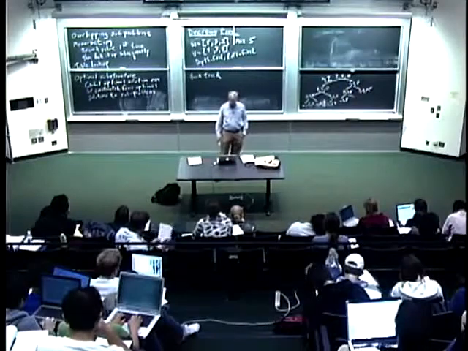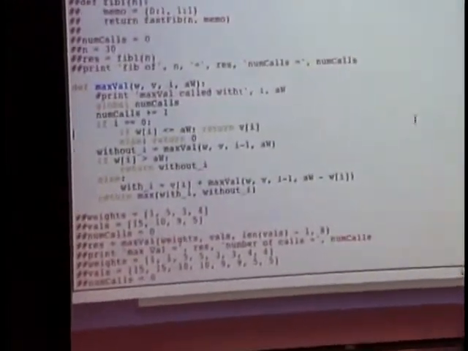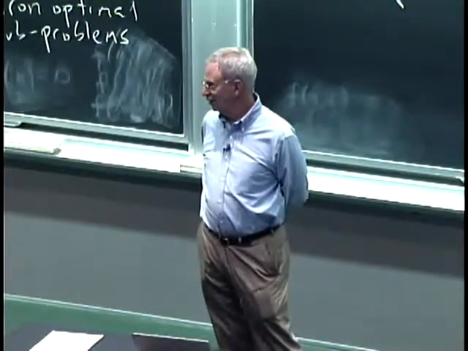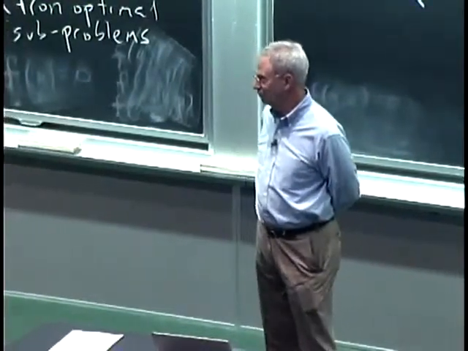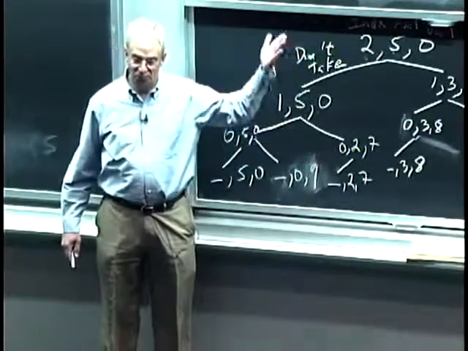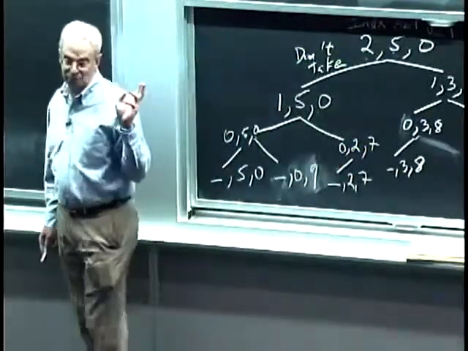The next line says if the weight of I is greater than AW, well, then I know I can't put it in, so I might as well return the without I value I just computed. Otherwise, let's see what I get with I. And so the value of with I will be the value of I plus whatever I can get using the remaining items and decrementing the weight by the weight of I. So that's exactly what we see as we go down the right branches. I look at the rest of the list, but I've changed the value and I've changed the available weight.